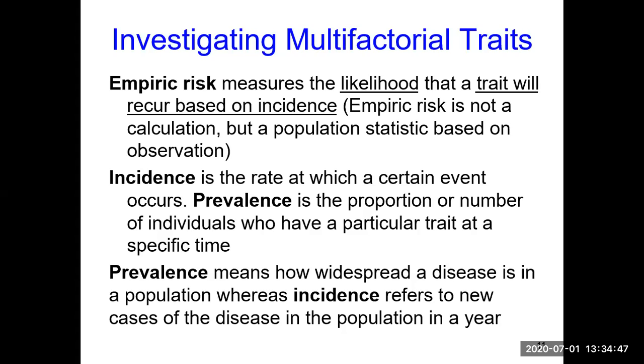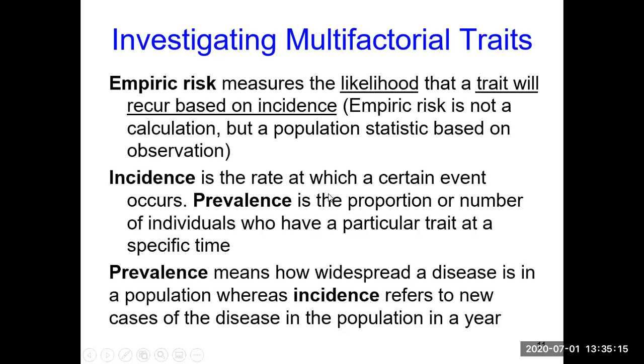Investigating multifactorial traits. There are certain terms that we use when geneticists work on these multifactorial traits, and they're working on human populations, especially now with the COVID-19 situation going on. If you listen to the news, you might hear these terms very commonly. So it's good to know what these terms mean. A very common term is incidence. Another term is prevalence. What is the difference between incidence and prevalence?